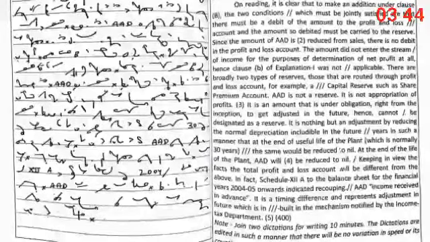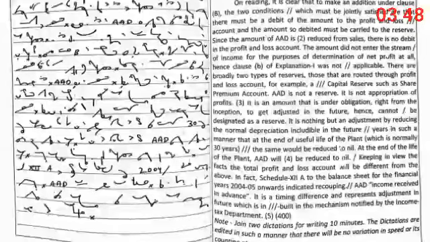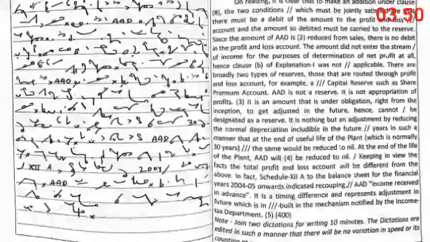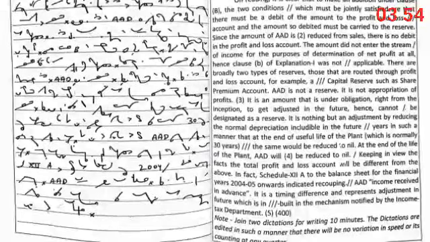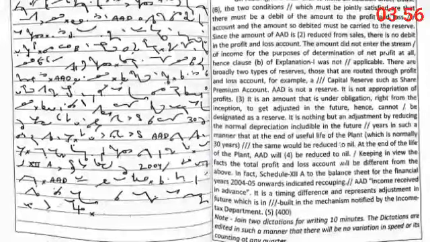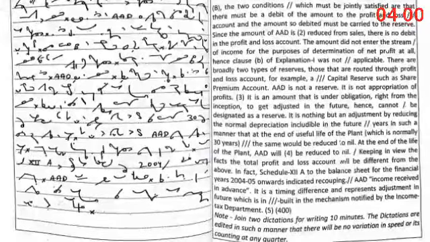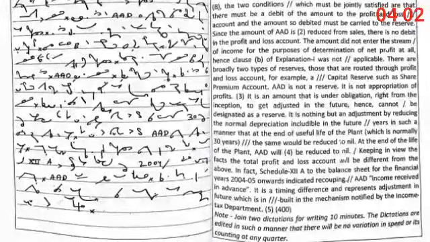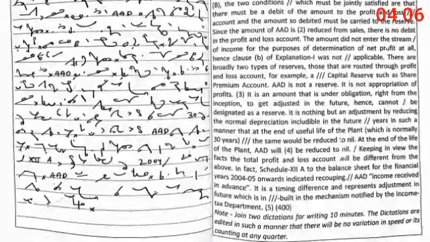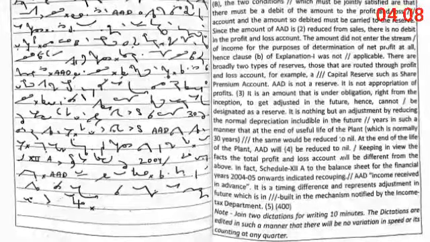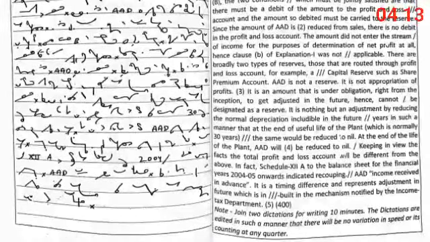In fact, Schedule 12A to the balance sheet for the financial years 2004-5 onwards indicated recouping of AAD, income received in advance. It is a timing difference and represents an adjustment in the future which is inbuilt in the mechanism notified by the Income Tax Department.